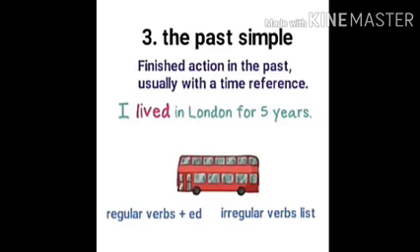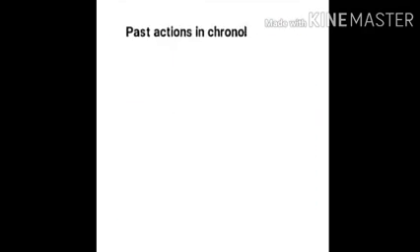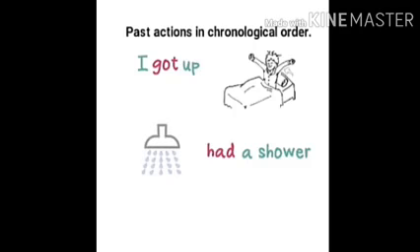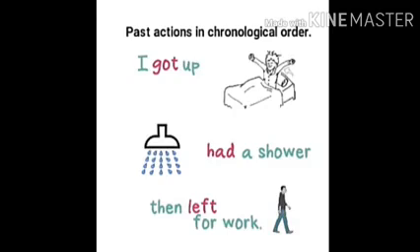The past simple is also used for past actions that occur in chronological order. So if you say, here I got up, had a shower, and then left for work. These are all past actions in chronological order, in the order in which they happened. So you use the past simple.